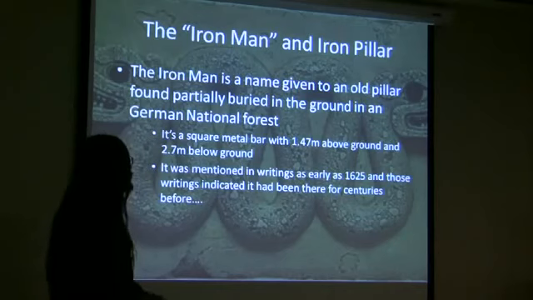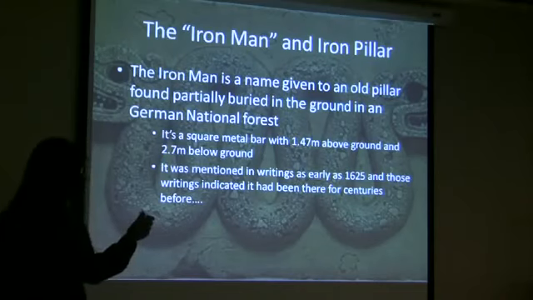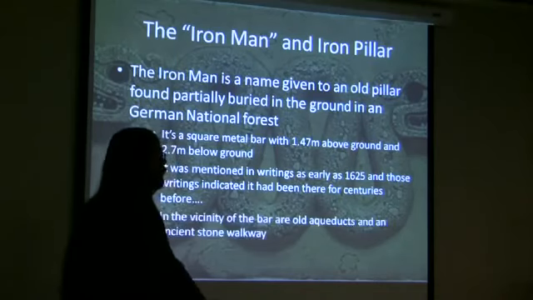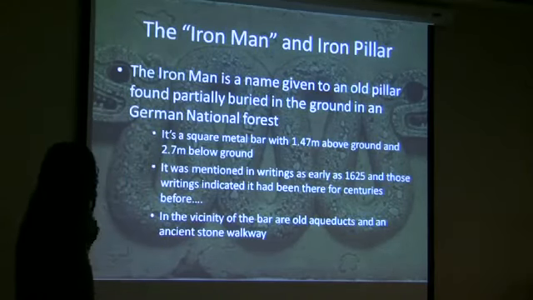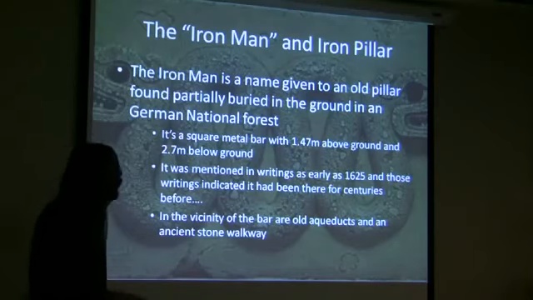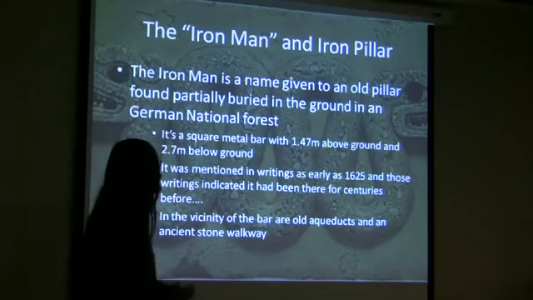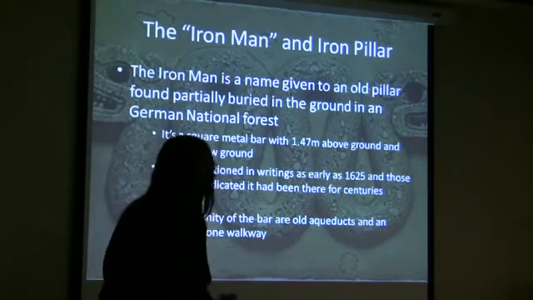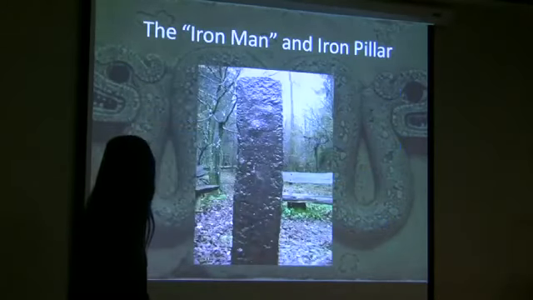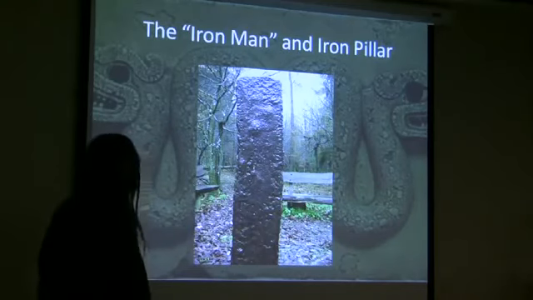The earliest mention of this thing in writings appears in 1625, and those writings indicate it had been there for centuries before, so it had been around for a very long time. In the vicinity of the bar itself are old aqueducts, systems for transporting water, and an ancient stone walkway. So in the middle of this German forest is an area that we really know nothing about. There's evidence of an earlier civilization, and evidence that this earlier civilization knew enough about metallurgy to construct this iron pillar. There it is right there. Doesn't really look like anything special, just a big chunk of iron sitting in the middle of the forest.